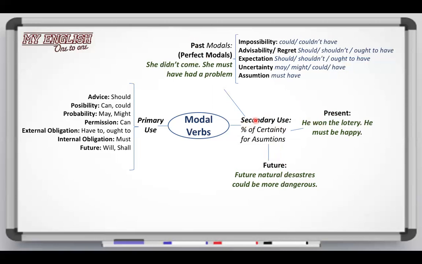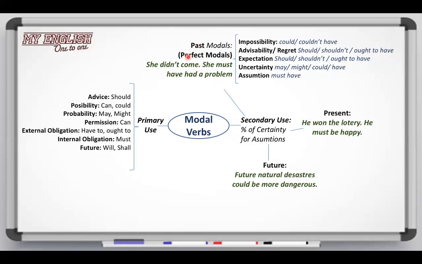So for the secondary use, for the past, we use the past modals, also known as perfect modals. In some grammar books, you will see this title, past modals. In some other books, you will see perfect modals. But anyway, these are modal verbs used for certainty of assumption. And here we have a very simple example. For example, she didn't come. She must have had a problem.